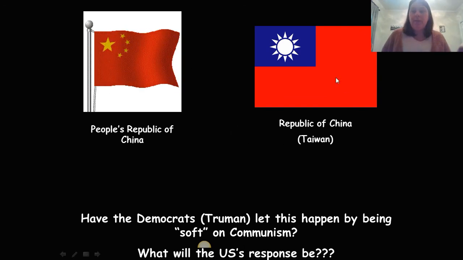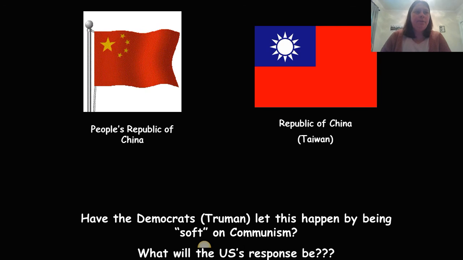And that is this flag right here. And that's the national, sort of US-backed China that's on the island of Taiwan. From 1949 until the 1970s, the US is going to officially recognize this government on Taiwan as China. They're going to hold the seat on the UN. It's a whole thing. So it's not until the 1970s that we're going to start to really open diplomatic relations with the People's Republic of China.